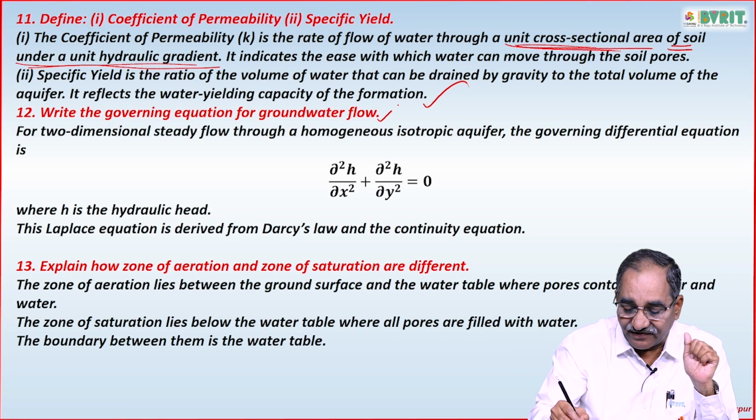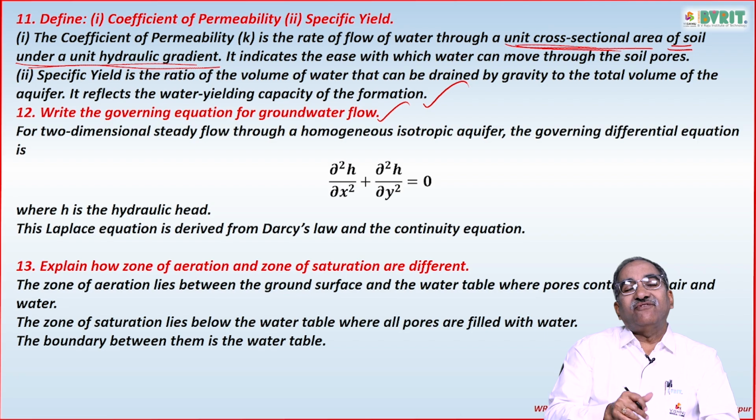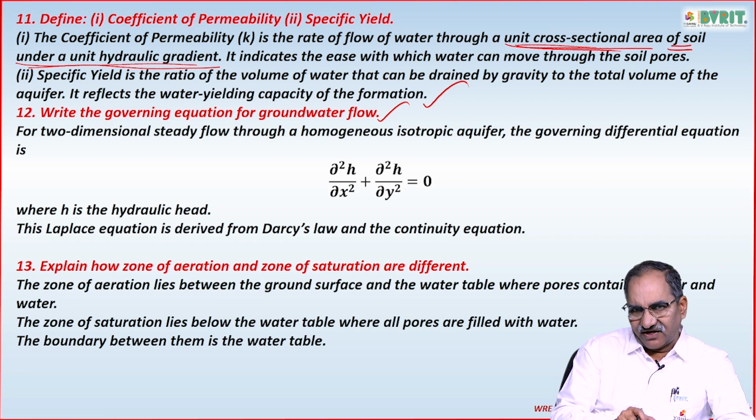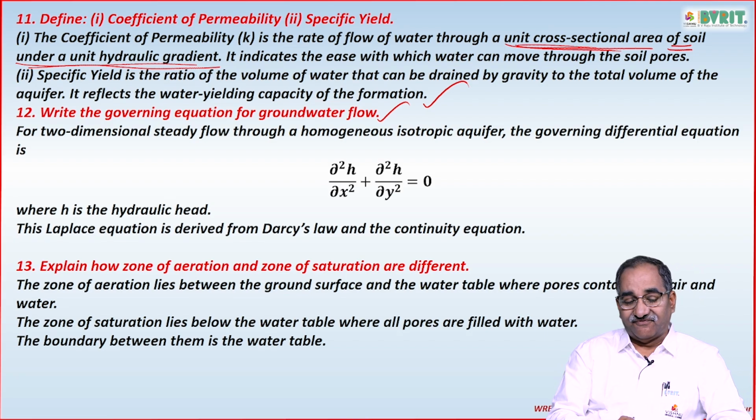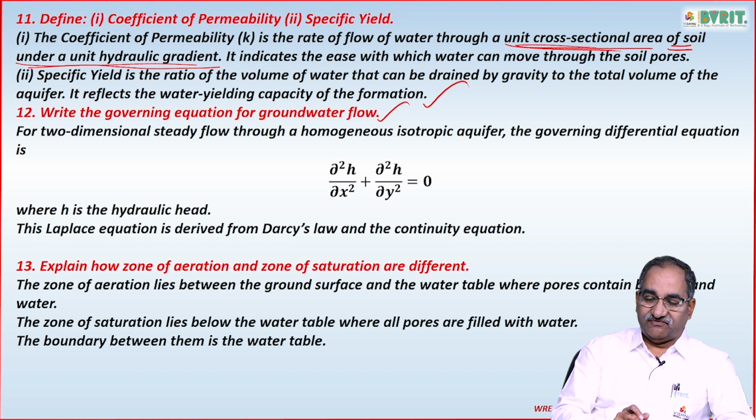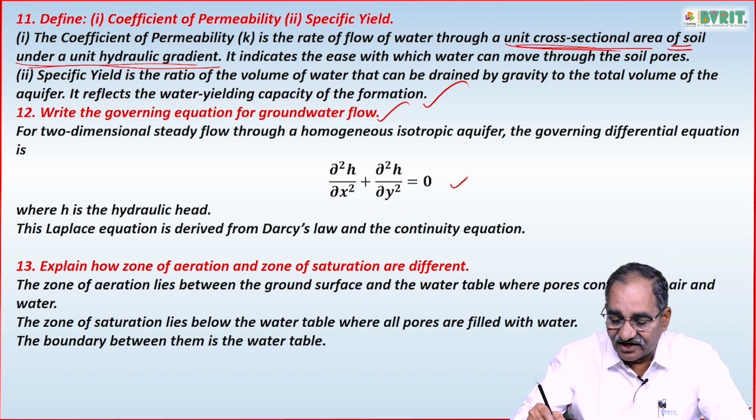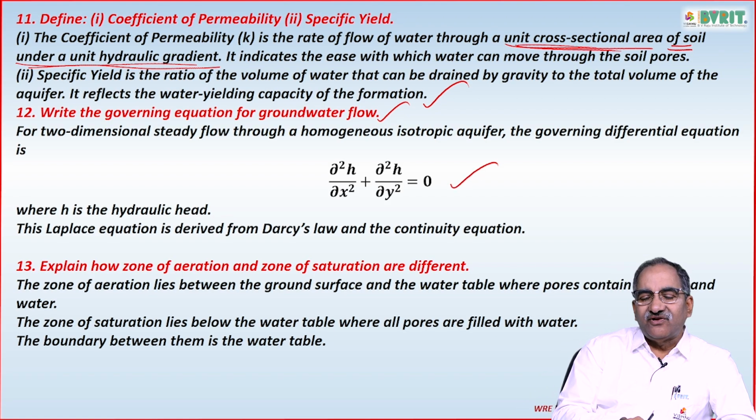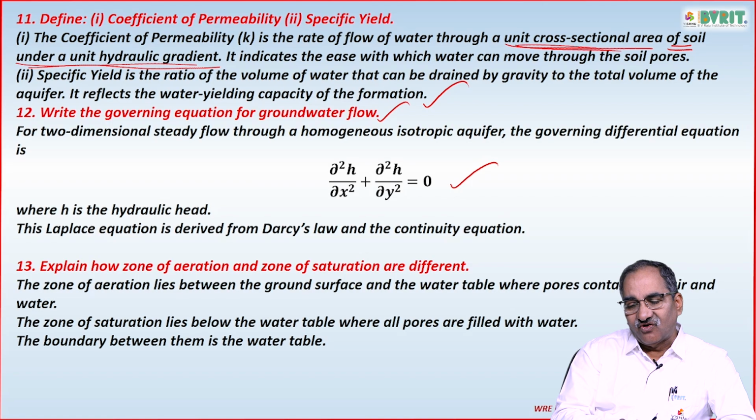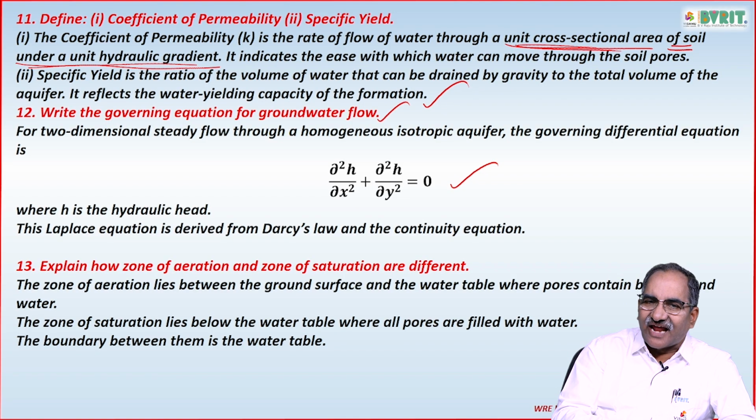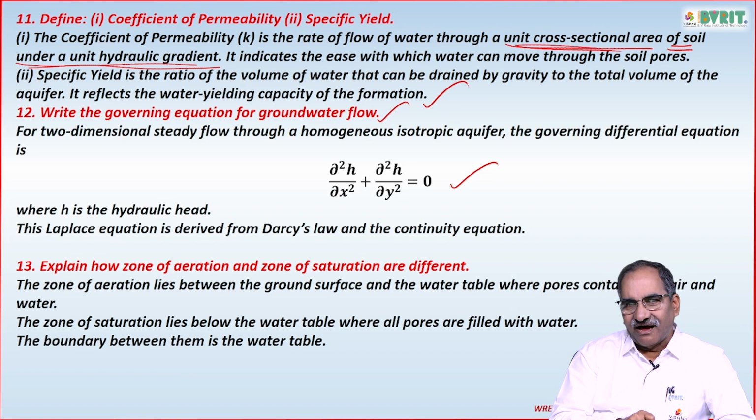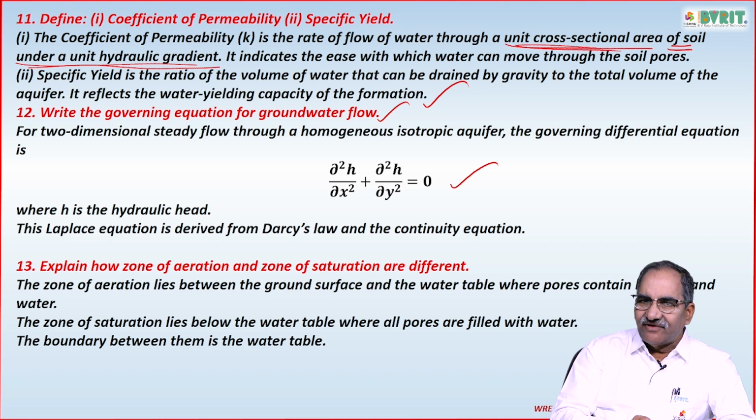Write the governing equation of the groundwater flow. If I want to write the governing equation for groundwater flow in two-dimensional flow, that too for steady flow, then naturally this is ∂²h/∂x² + ∂²h/∂y² = 0, and this is nothing but the Laplace equation. This equation is derived from Darcy's law. So at this level we have studied Darcy's law, and there we stopped.